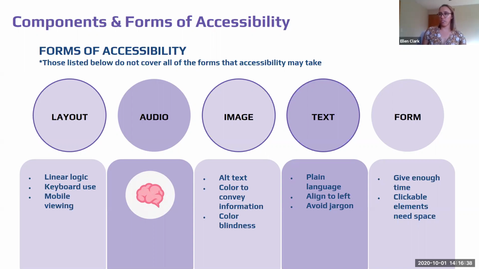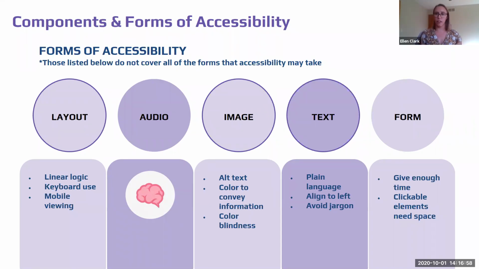But I'll only be touching on layout, image, and text. And as you can see, there's that brain image. So if while I'm talking about these, you want to think about audio and how audio can be accessible, I'll just touch on 3 of these so we can see how the forms of accessibility can be applied.